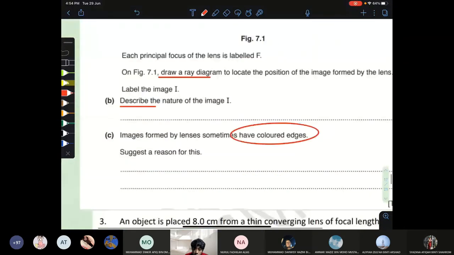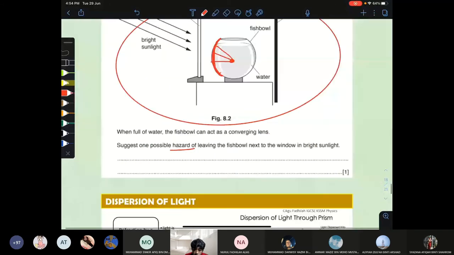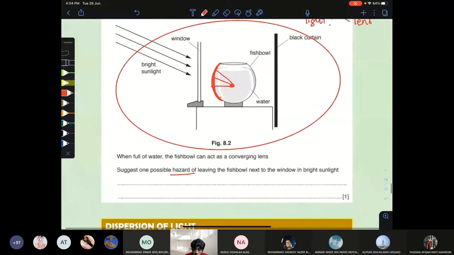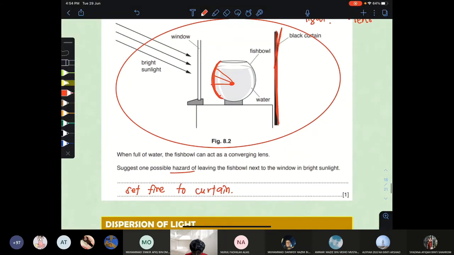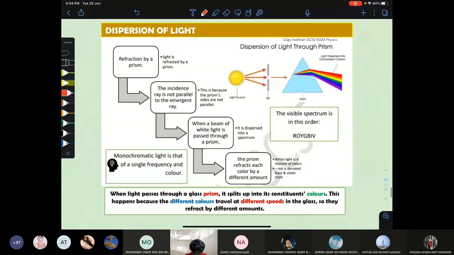So the focus tu mungkin tak tahulah dia akan terima ke tak cepat tu. Dia nak jawapan dia, set fire. Kita set fire sebab apa? That's why kan? Not only the fish, okay, the water sekali.